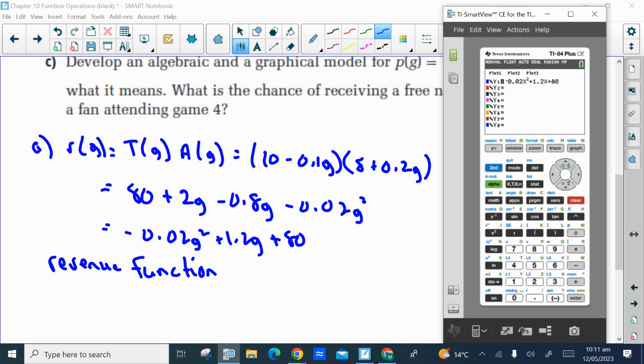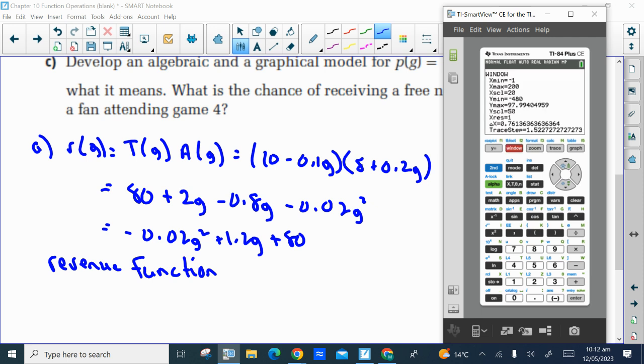And I will use zoom fit, zoom 0. Calculator will pick the windows, and it's a quadratic because the initial term, or the highest power, is 2. So it is a quadratic, and it opens downwards because that initial term is negative. Now we might adjust our windows a little bit. I don't think our y minimum needs to be quite so small. We're not concerned with negative values for revenue, which is what you would get when you go below the x-axis.